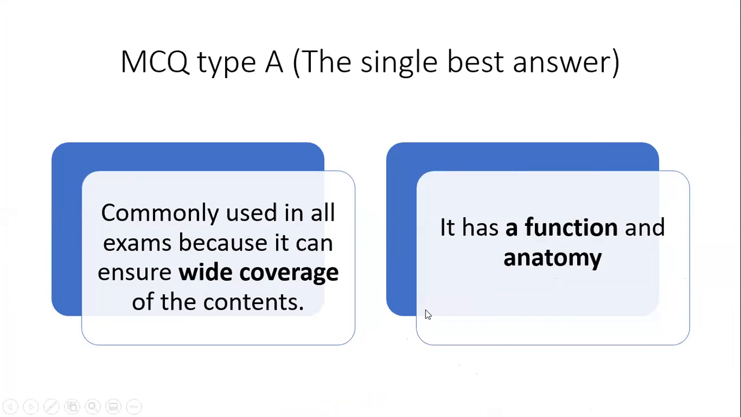MCQ type A, or the single best answer, is commonly used in all exams because it can ensure wide coverage of the content. For example, if the exam contains 60 MCQ questions, you can ask about 60 items in the course, which gives a wide coverage of the content.